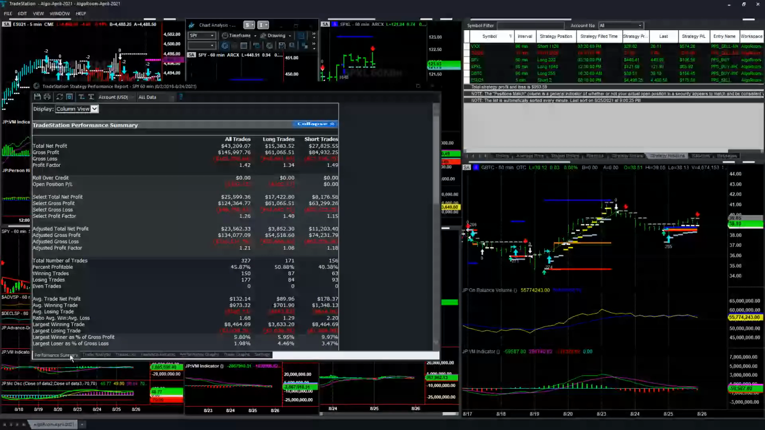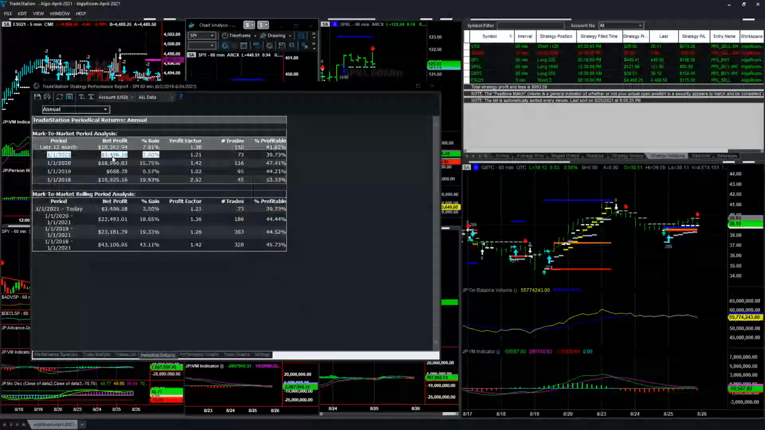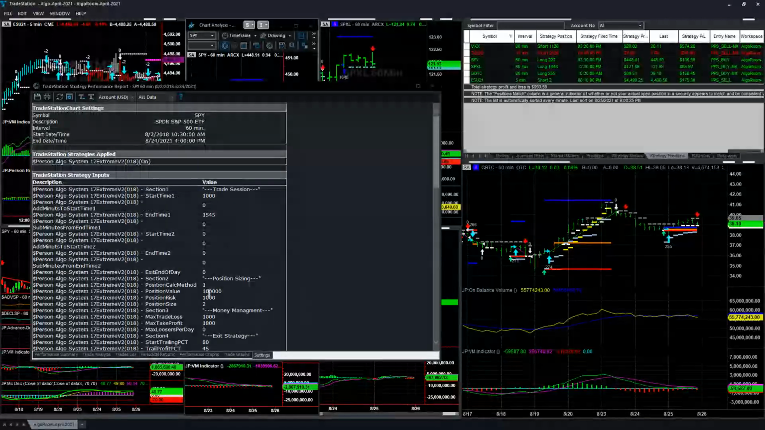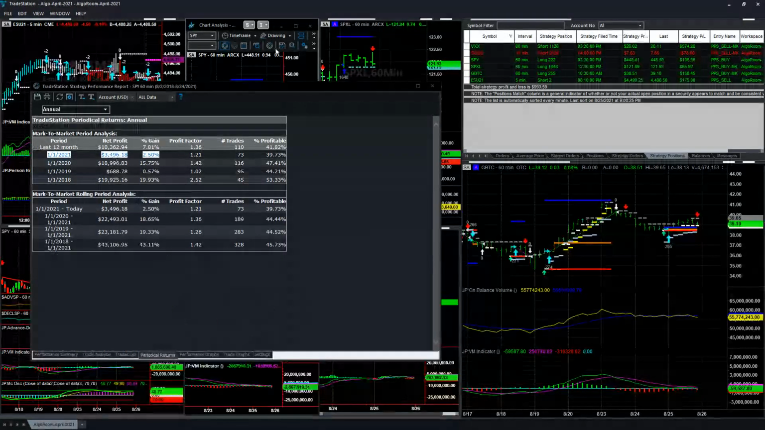Its performance summary is doing pretty well. Its periodic return, it's making money as well. This is based off the SPY, a $10,000 account. So year to date, you can clearly see, you're up 34% on a $10,000 account using the SPY model.